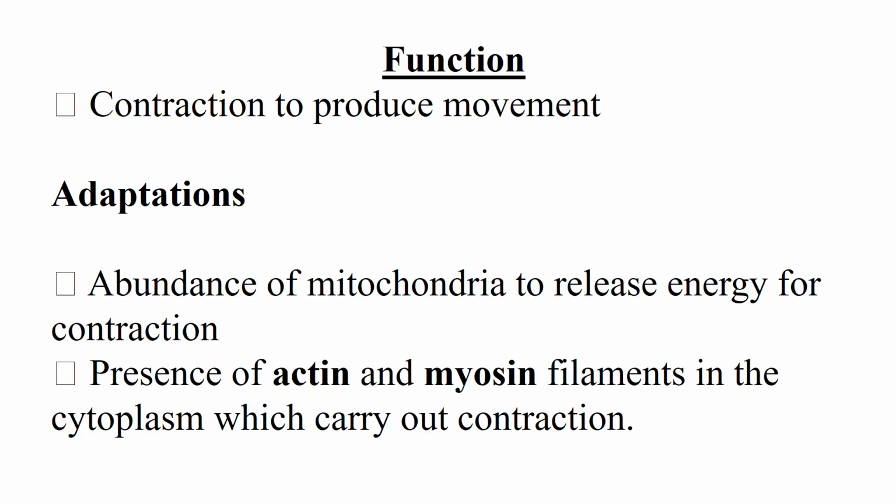Like we said, the function is just contraction to produce a movement. What is their adaptation? Abundance of mitochondria to release energy for contraction. Also presence of actin and myosin filaments in the cytoplasm which carry out contractions. Basically, muscles are there to provide movement. That's why we are able to move our hands, because of the skeletal muscles. Our heart is able to beat, to pump blood, because of the cardiac muscles.